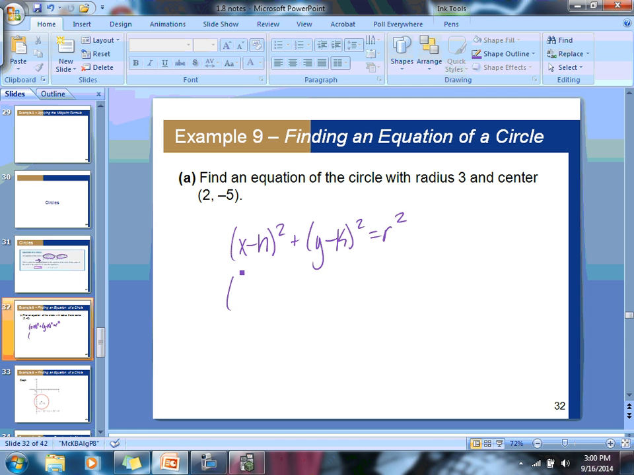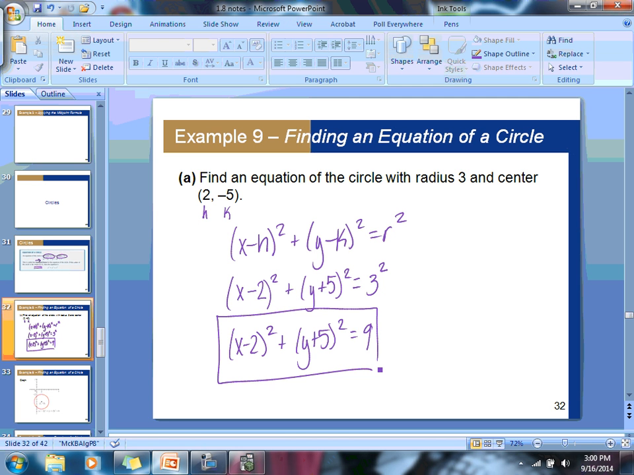In our center, the x is going to be the h value, and the y in the center is going to be that k value. So we're going to have (x minus 2) squared, and then y minus a negative 5 is going to be plus 5, squared. And my radius is 3, but I'm not going to leave it as 3 squared. That's bad form. Good mathematicians are going to square that and set it equal to 9.